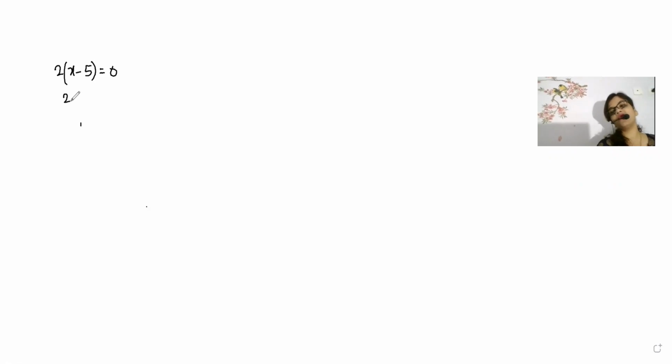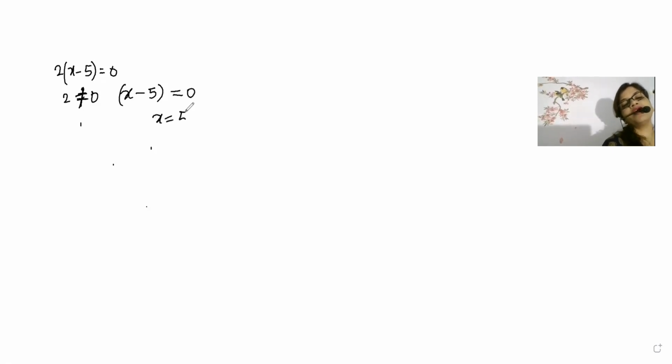Now you should understand what is the correct statement here, because in an equation, left side is equal to right side. So any one part of the equation must be equal to 0. Here 2 is a non-zero number, so 2 can never be equal to 0. Now x minus 5 is equal to 0, so x is equal to 5. That means a non-zero constant number can never be equal to 0.